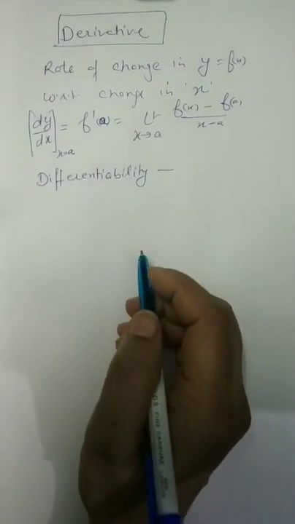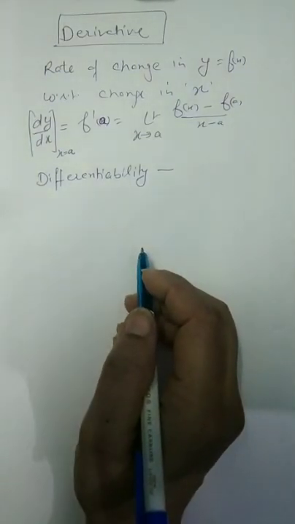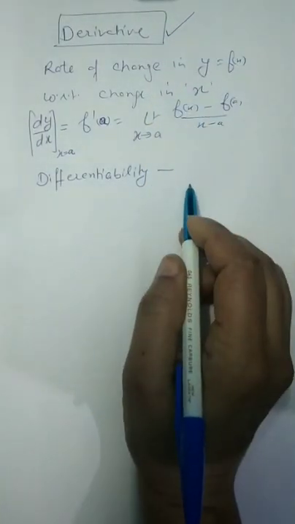Good morning, students. So we will start the next topic of chapter 5, derivative and differentiability.